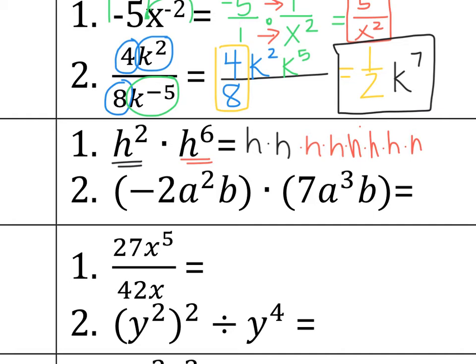so if I count them all up, I end up with 8 of them, and we get h to the 8th. And we could just go ahead and add these two exponents, but sometimes it's easier to write them out the long way.